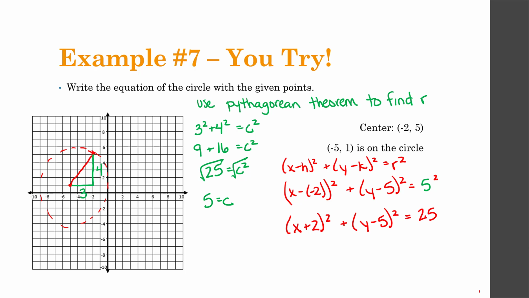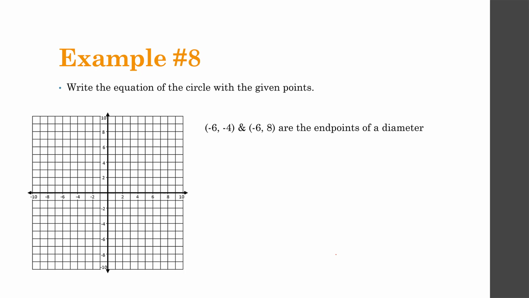All right, that took a lot of work, but great job. Here's a slightly different type of problem. This problem gives us the endpoints of a diameter. So -6, -4. And then -6, 8. So these are the endpoints of a diameter, which means these are both on the circle.